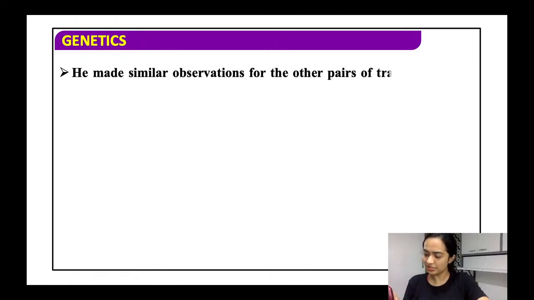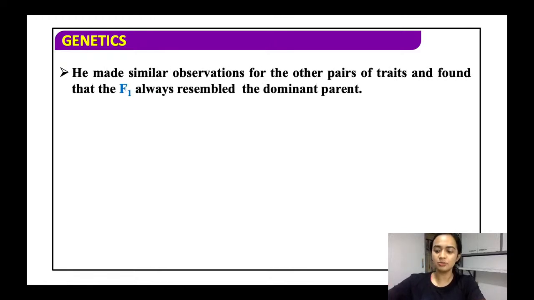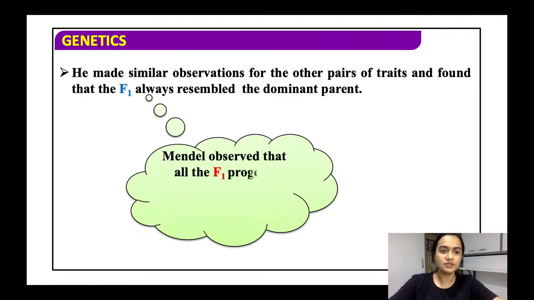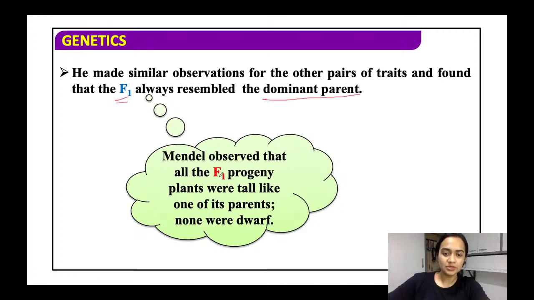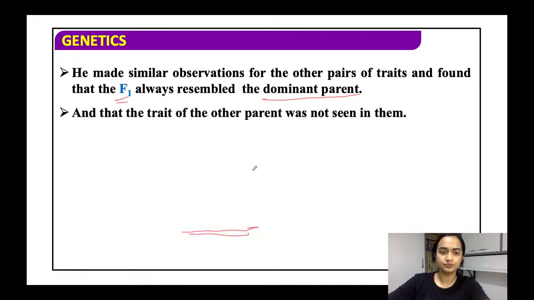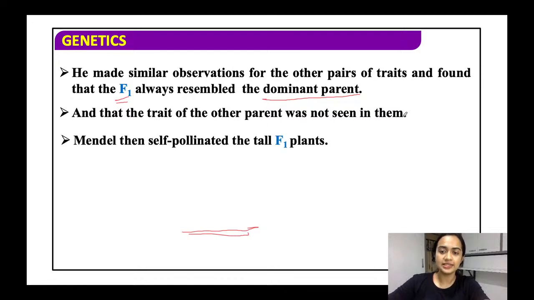Yes, I think Sunil Kumar Verma has answered your question. In monohybrid, we'll consider only one trait. So he made similar observations for the other pairs of traits and found that the F1 always resembled the dominant parent. So Mendel observed that the F1 progeny, the plants, were tall like one of their parents, and none of them were dwarf, and that the trait of the other parent was not seen in them.